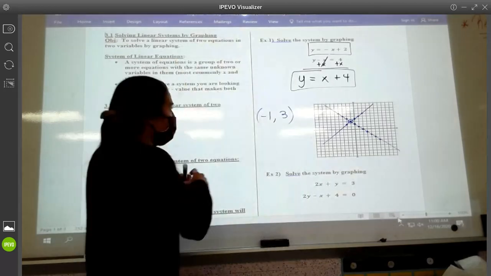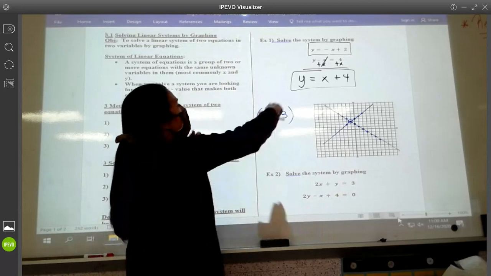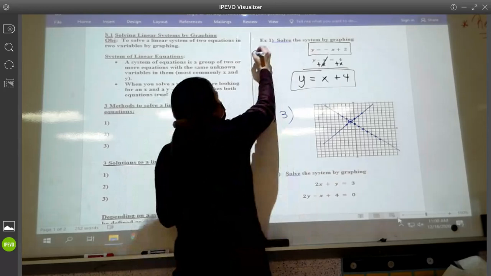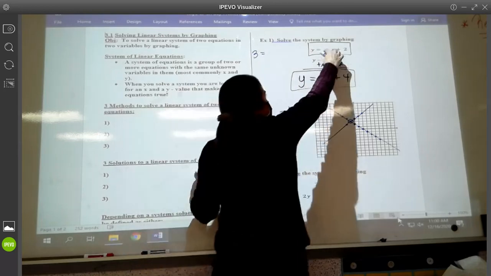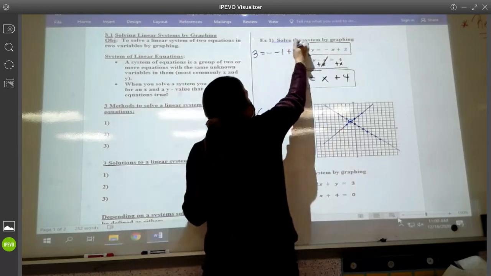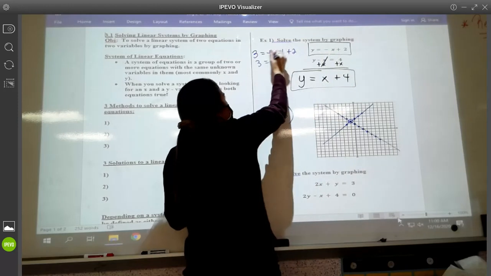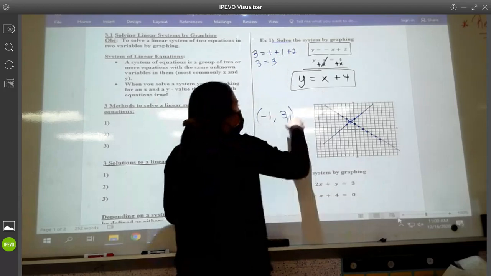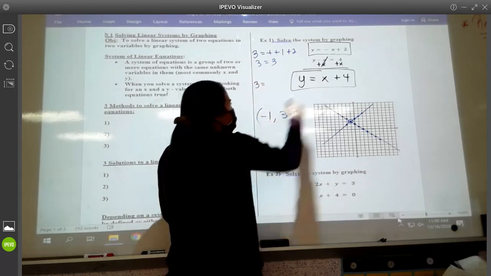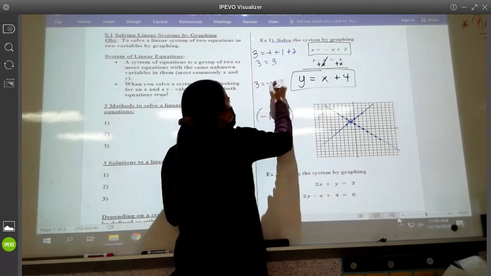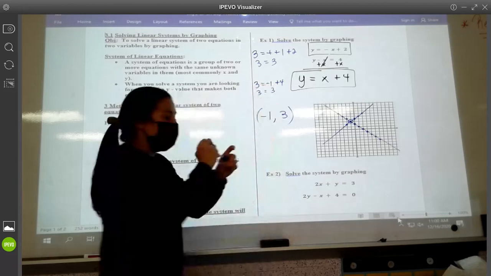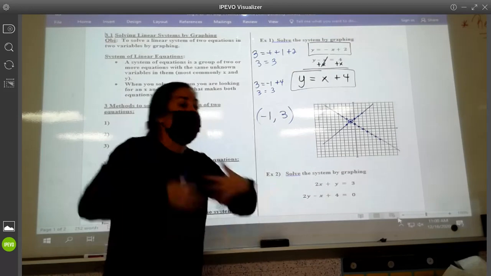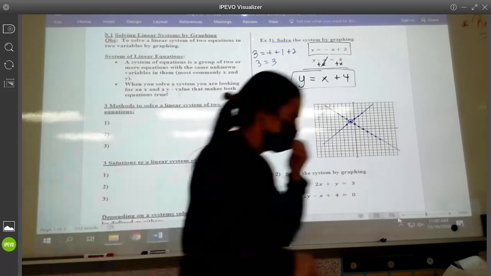It's okay. All right, so now, if you're looking here, watch this. This is what we're talking about. If I plug this in for y, 3, and this in for x, negative 1, it turns to plus. 3 equals 3. It makes that equation true. If I plug it in here, 3 equals negative 1 plus 4. 3 equals 3. You have literally found an x and a y value that make both of these equations true. That's the point. All right, let's try another one.